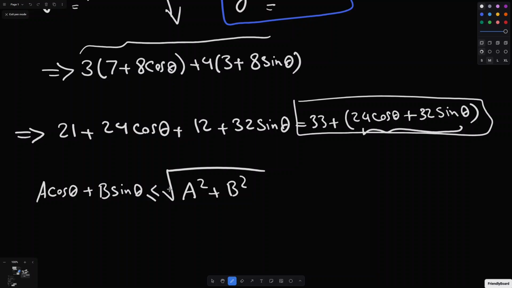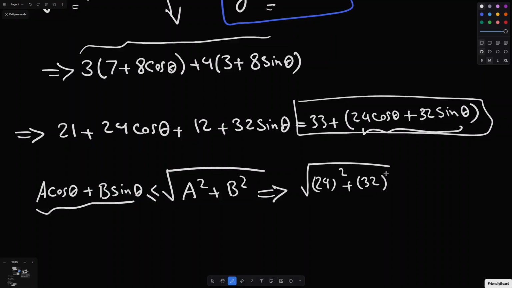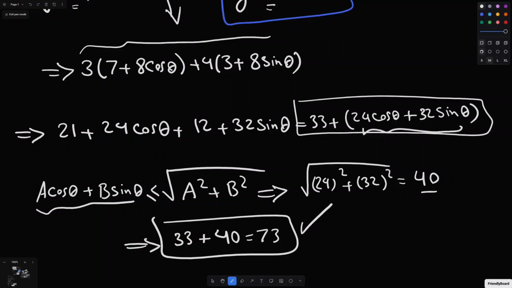So that would be the maximum, because this is always less than or equal. So the equal is going to be the maximum. Let's just solve it for the maximum now. What are a and b? A and b are 24 and 32. So it's going to be the square root of 24 to the power of 2 plus 32 to the power of 2, which equals 40. So the solution is simply 33 plus 40, which is 73, and that's the solution.